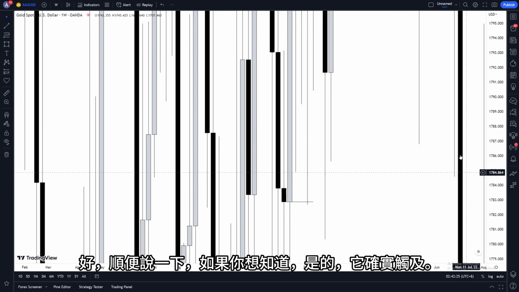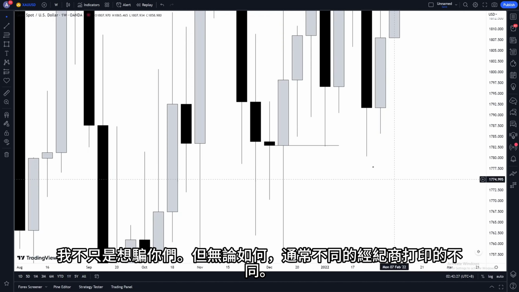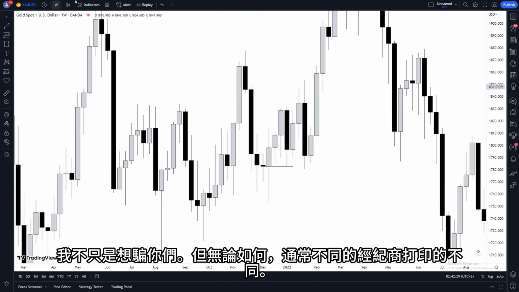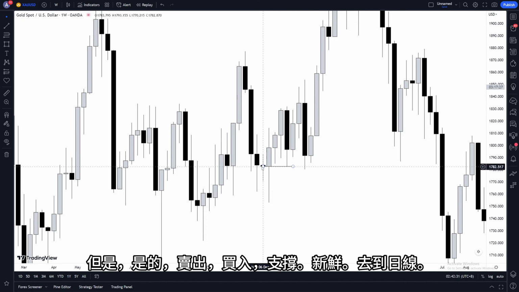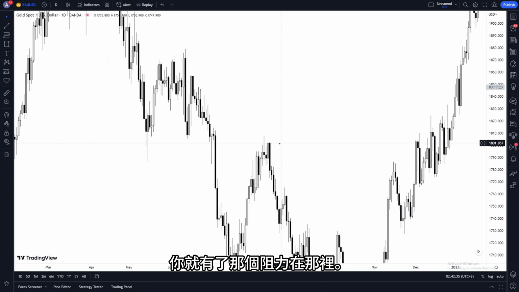Okay, by the way, if you're wondering, yes, it does actually touch. I'm not just trying to bullshit you guys. But anyway, different brokers print differently anyways. But yeah, sell, buy, support. Fresh. Go to the daily.